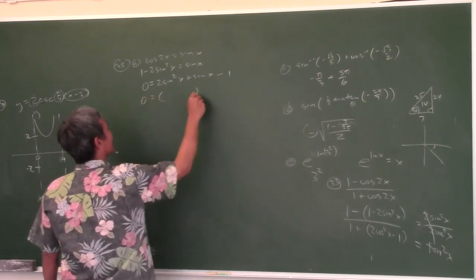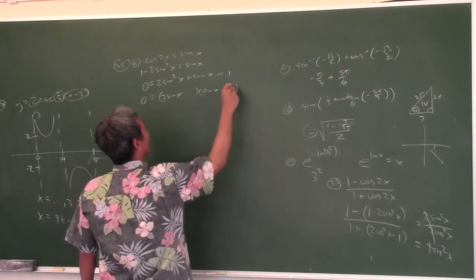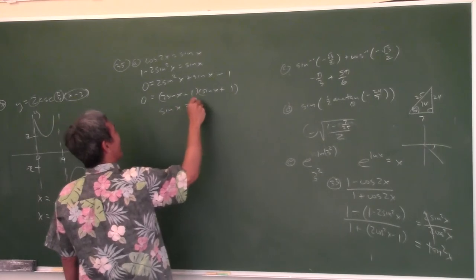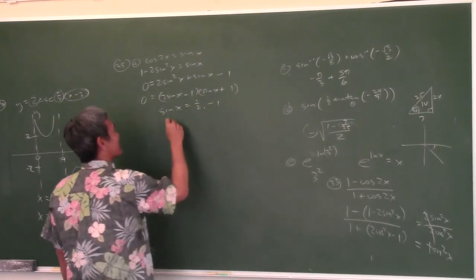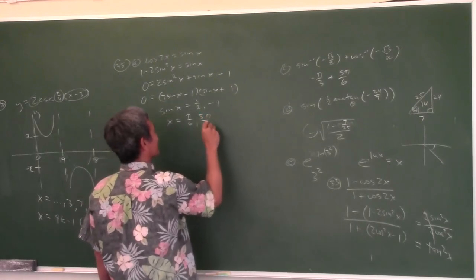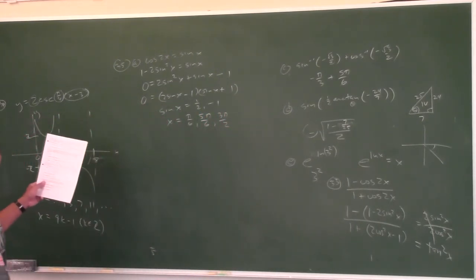Factor. And then 1 plus or minus. So sine x equals either half or negative 1, and these are numbers we're supposed to know. Pi over 6, 5 pi over 6, and 3 pi over 2. Hopefully we're good at that by now.